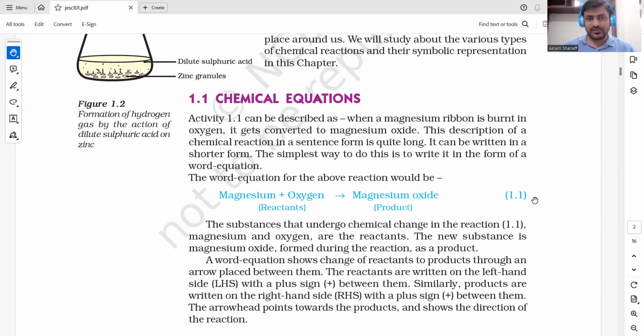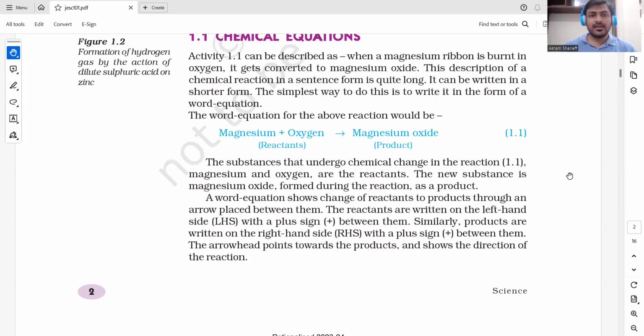Okay, we'll see how it was changed to a word equation initially, the simplest way. So the word equation, if you see: magnesium plus oxygen gives you magnesium oxide. Okay, better. It is better, I would say, not best, but better. The substances that undergo a chemical reaction, magnesium and oxygen, are on the left side of the equation 1.1. They are called the reactants. What is there on the right side? That is magnesium oxide, which is the product. Okay, it has been clearly labeled. So the new substance, magnesium oxide, is formed during the reaction as a product.